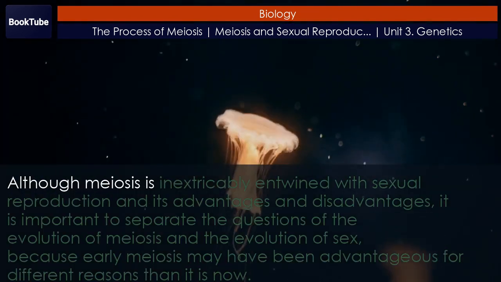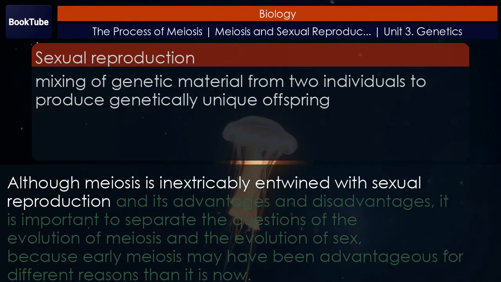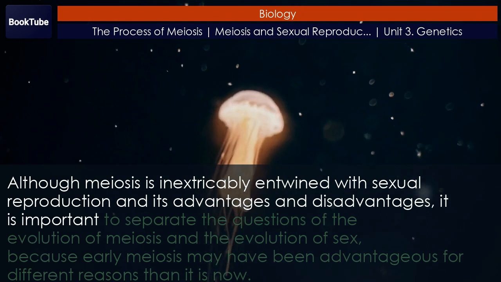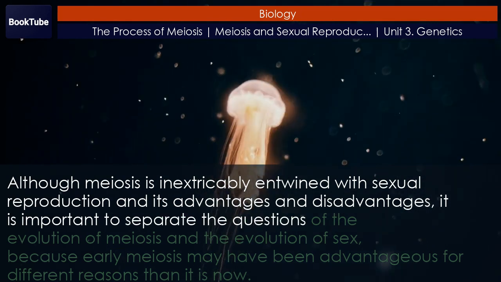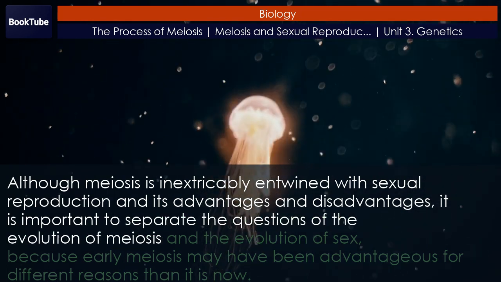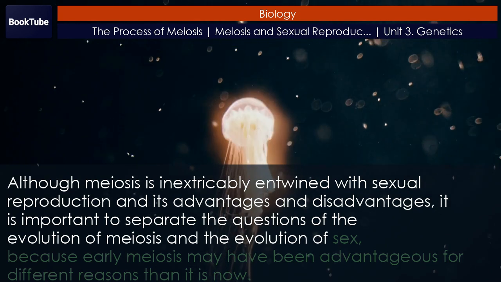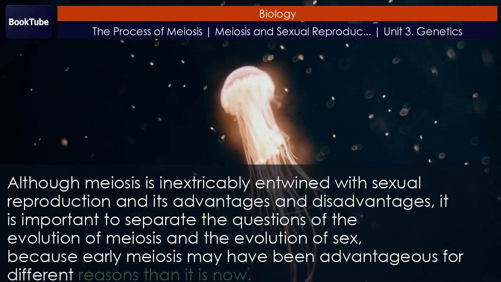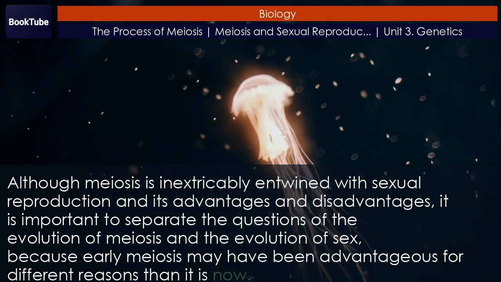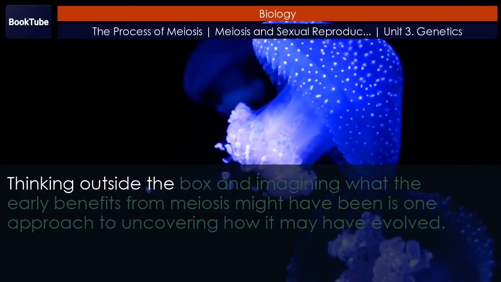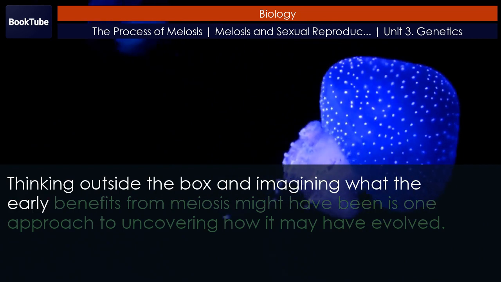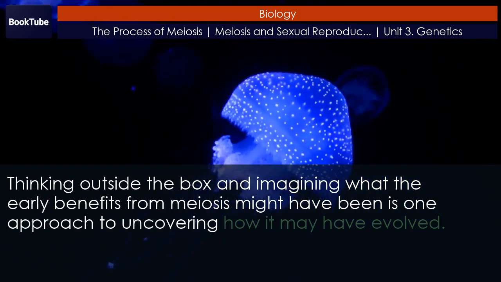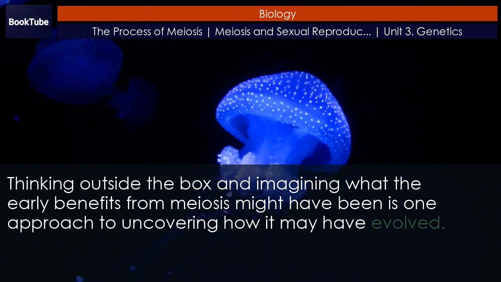Although meiosis is inextricably entwined with sexual reproduction and its advantages and disadvantages, it is important to separate the questions of the evolution of meiosis and the evolution of sex, because early meiosis may have been advantageous for different reasons than it is now. Thinking outside the box and imagining what the early benefits from meiosis might have been is one approach to uncovering how it may have evolved.